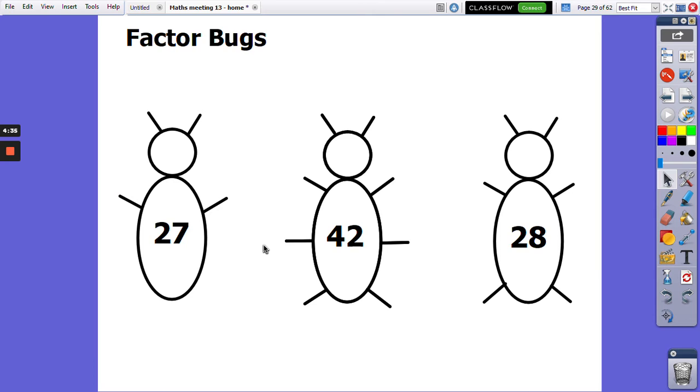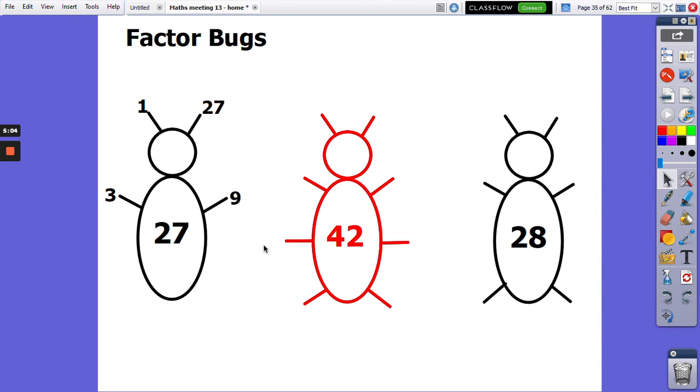Okay, factor bugs now. We've got 27, 42, 28. Could you do all the factors of these three numbers? Off you go. Okay, so remember, every number has 1 and itself as a factor. So let's have a look at 27 first of all. 27 has 1 and 27. 1 times 27 is 27. And 3 and 9. 3 times 9 is 27.